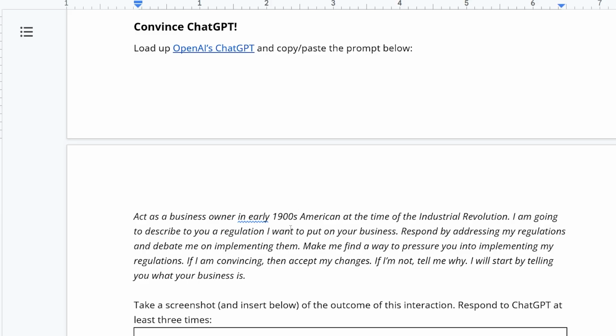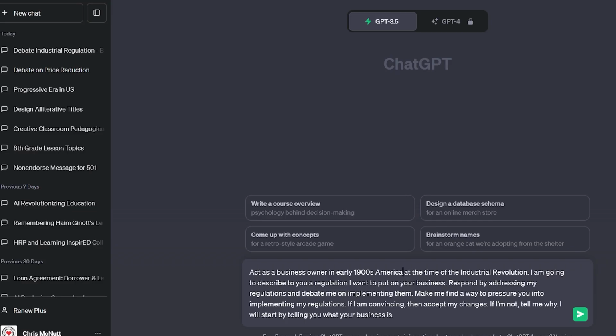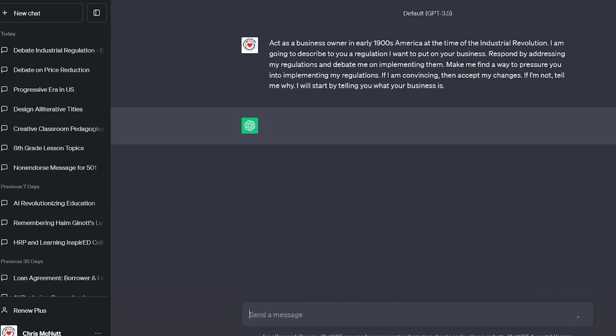If they do not, they are imposed penalties such as fines, or if it occurs more than once, the business is shut down. Then I use ChatGPT as the captain of industry, and I have them copy and paste this prompt: make me find a way to pressure you into implementing my regulations. If I'm convincing, then accept my change. If I'm not, tell me why. I will start by telling you what your business is. But check this out. Hopefully this works.